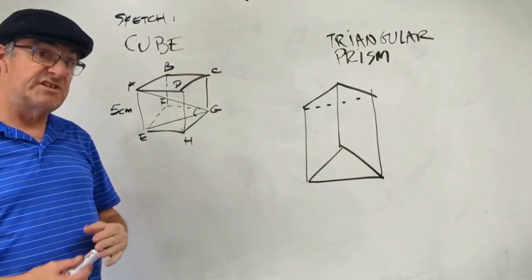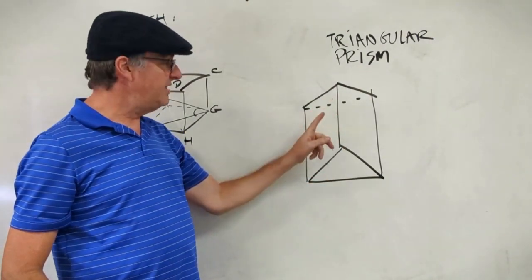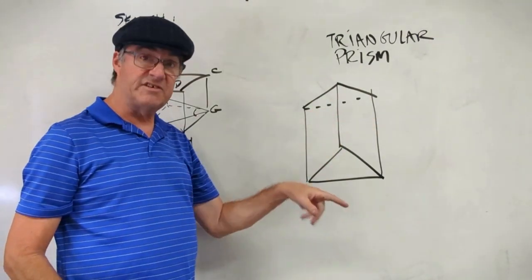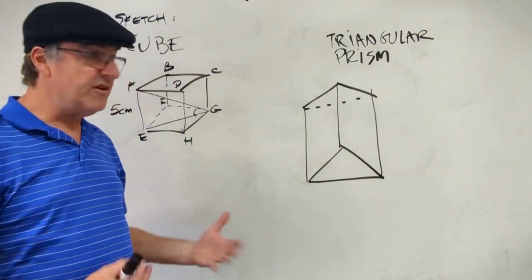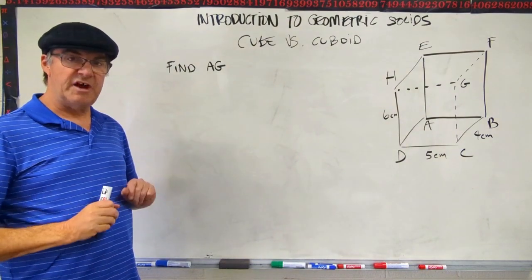So one of the calculations that we'll do for a figure like this is we'll find the area of the bases, and then we'll find the area of the lateral faces, and all of those areas together make the surface area of that prism.